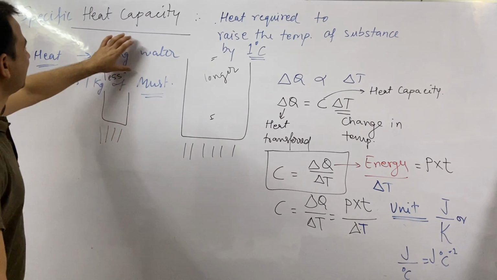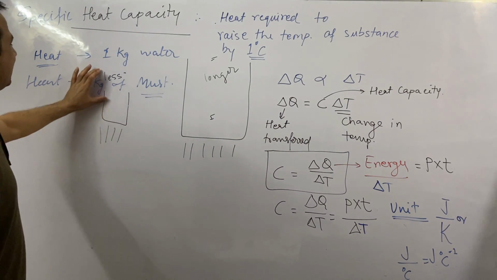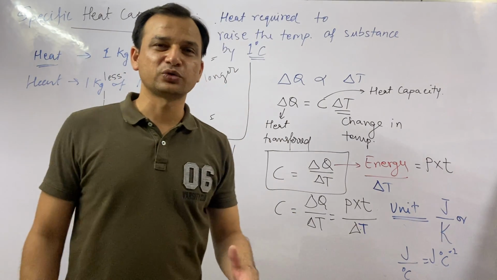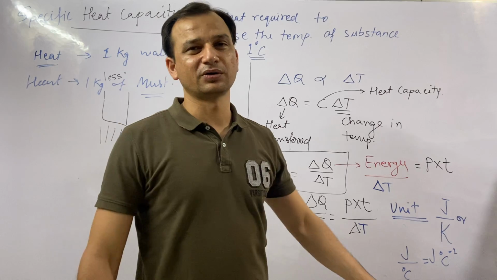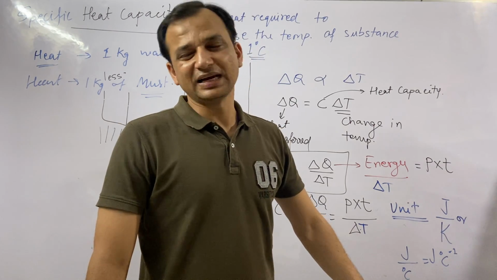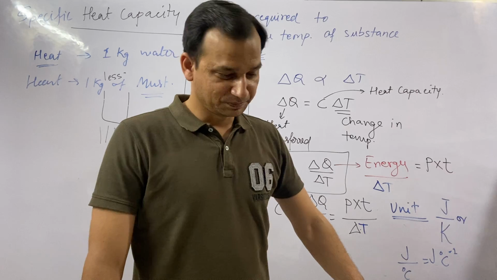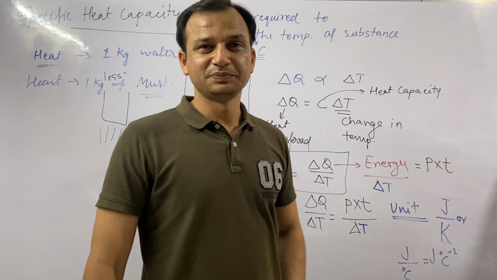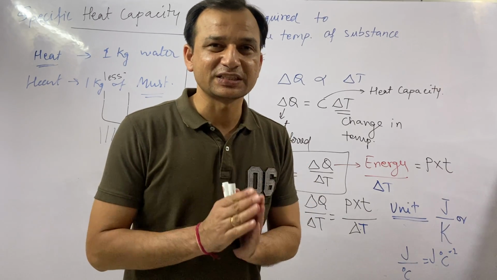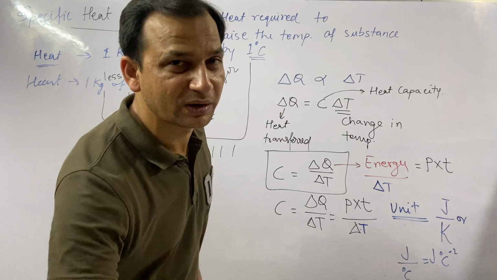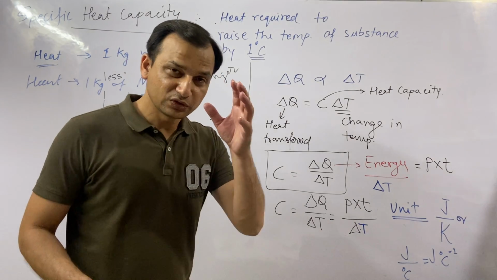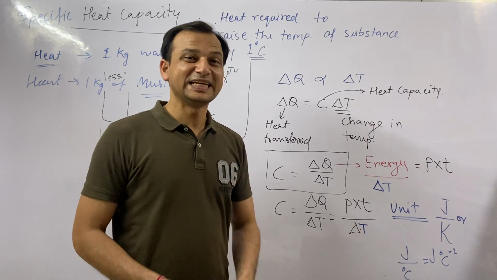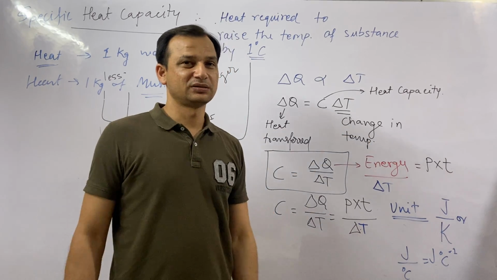But if I take 100 kg of water and 1 kg of mustard oil, and if I'm trying to compare which one is a better absorber of heat, then that would not be a fair comparison. And specific heat capacity solves that problem. So specific heat capacity says, okay, if you want to compare the heat absorbed by two substances, then take their equal mass.